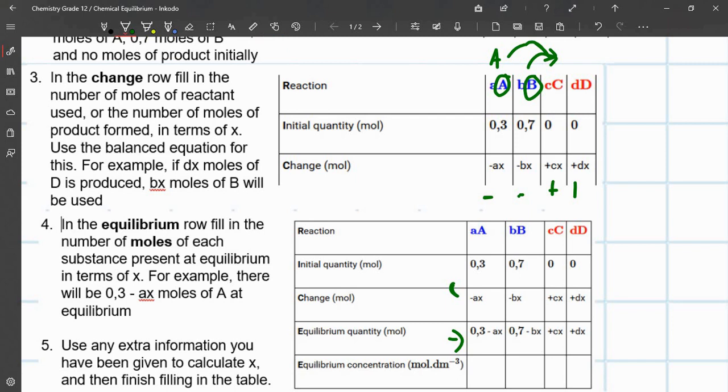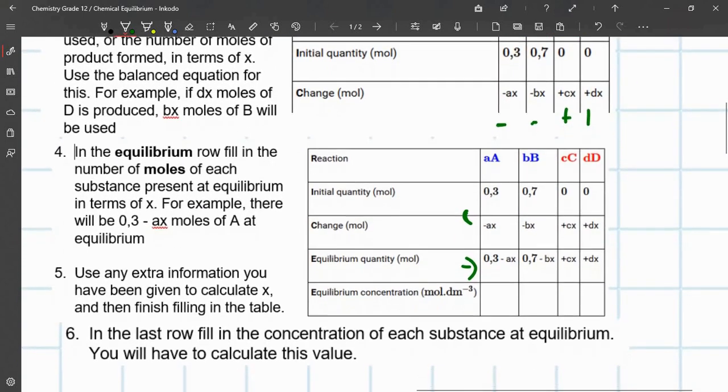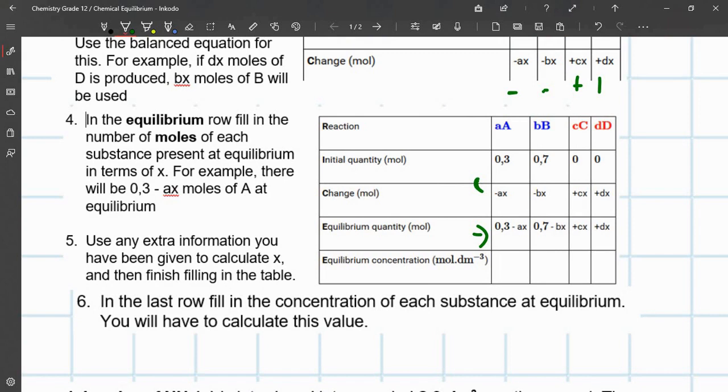And then you use your extra information to calculate x and finish the table off. Then you fill in the last row, the concentration of each substance at equilibrium, and you calculate this value. So we'll do the example now. It might be a little bit long, but if you can get this right in the exam, you get a lot of marks. I'll go through one so it makes more sense, and I'll leave a link in the description to more examples that you can try yourself.